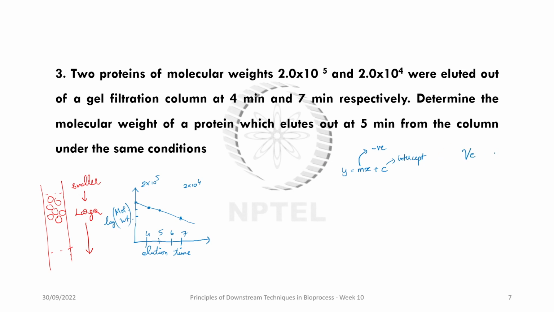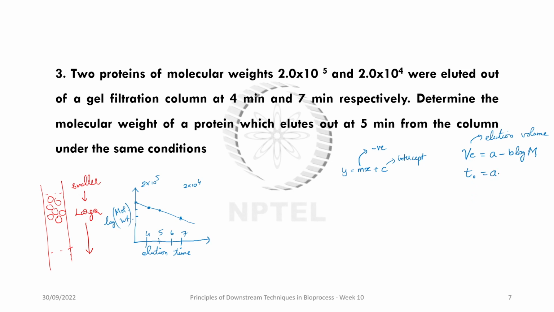So in class it was discussed v is equal to a minus b log m, where m is the molecular weight, and this is the elution volume, correct? Are you all with me? So the same formula you can use for elution time also, correct? And I'm assuming it's to do with T naught here.